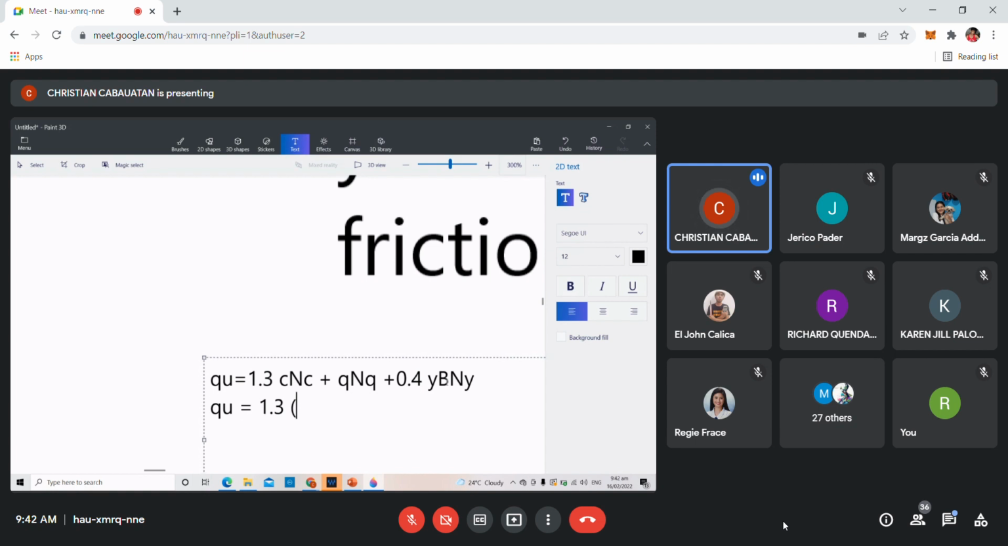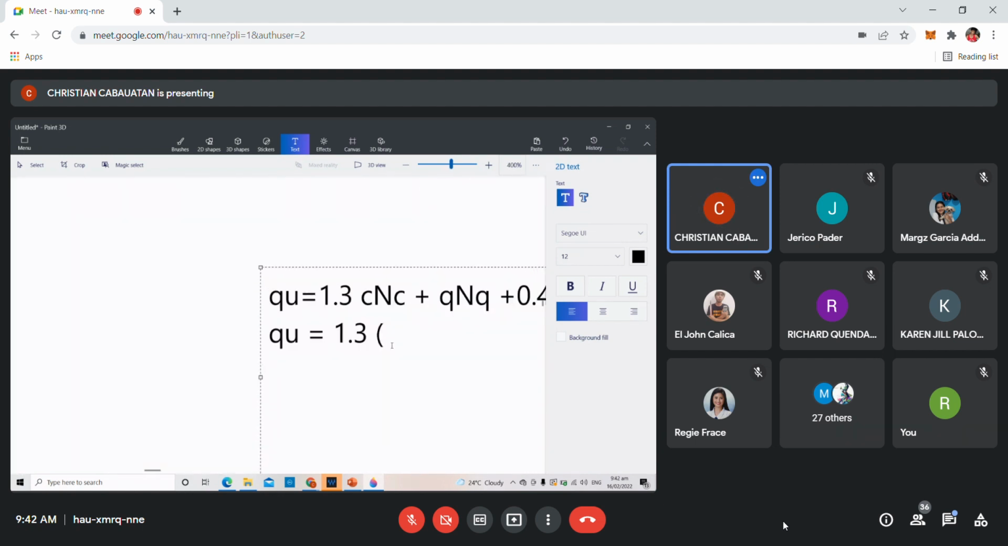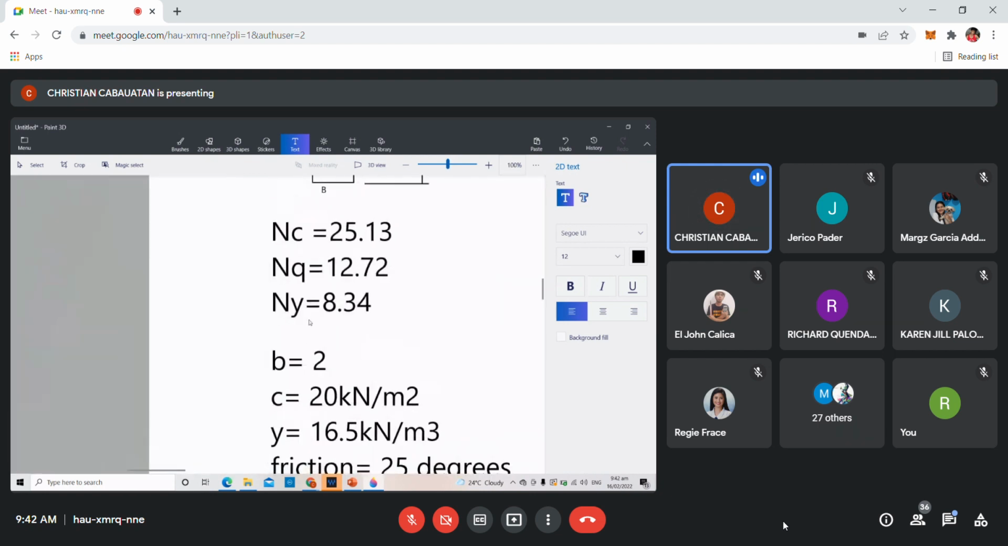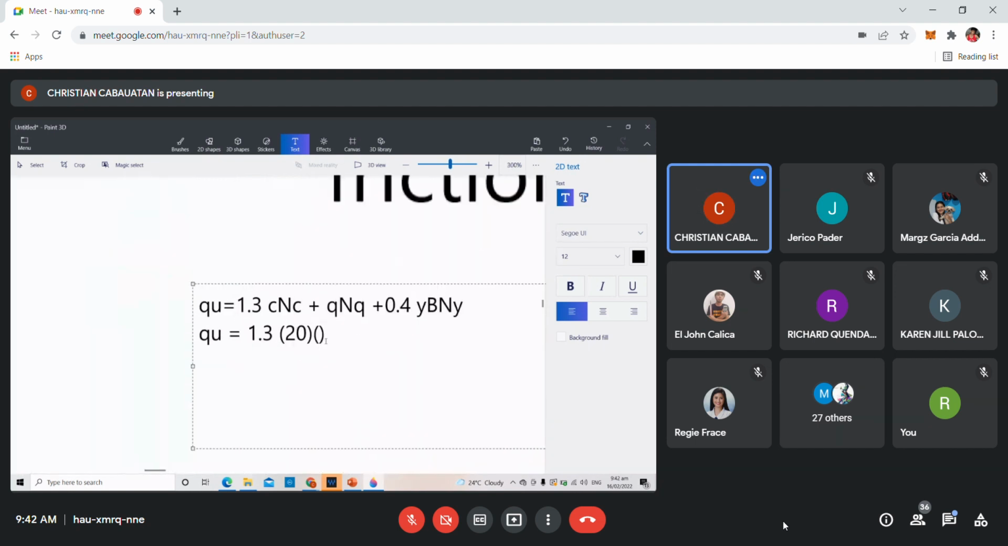Multiply natin kay c. Ano yung value ni c? It is 20 kilonewton. Tama? And then ang kanyang Nc. Ano yung kanyang Nc? It is 25.13. I-add natin kay q Nq.